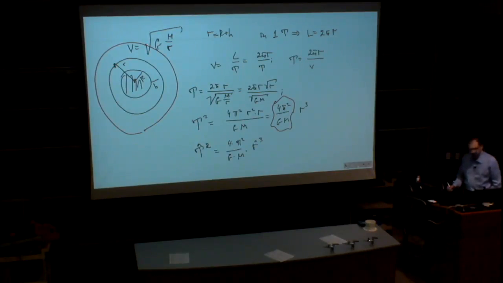And now, if we divide these expressions, we get Kepler's law: the ratio of squares of the periods for two satellites orbiting the same central object is equal to the ratio of the cubes of their radii, or radiuses, as people say it differently.